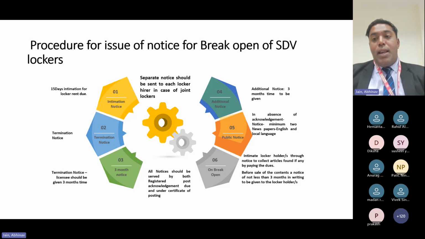And before the sale of the content, a notice of not less than 3 months in writing is to be given to locker holder. Suppose now you break open the locker, now you've taken out the content. Again, if some content is there and you want to recover your rent by selling those content as a bank, you have to give at least a 3-month notice to the locker holder. Do remember this point.